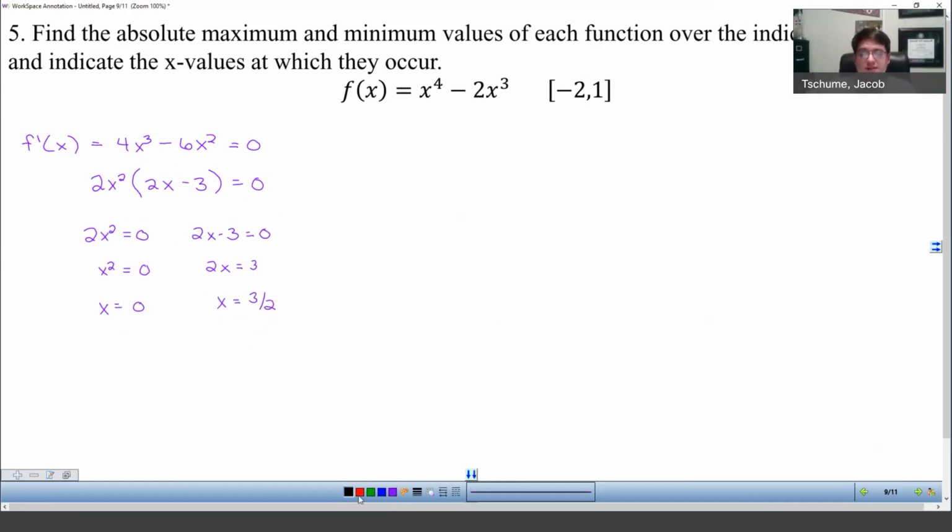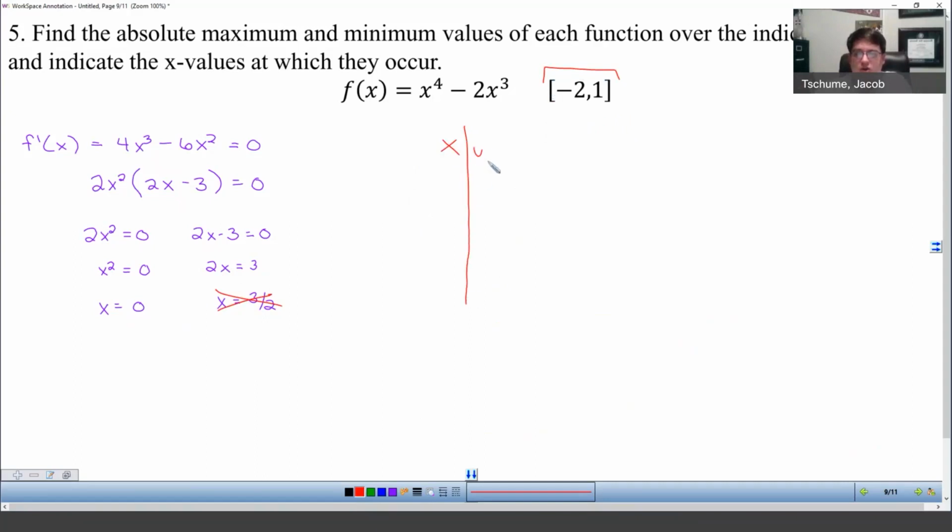And you run into the same issue that we ran into on the last one. The interval that we're working on is between -2 and 1. One of the numbers we just found does not fall between there. 3 over 2 is actually equal to 1.5. So this fraction is too large for our interval, so we're going to exclude it. 0 is in the interval, so we can keep that one there.